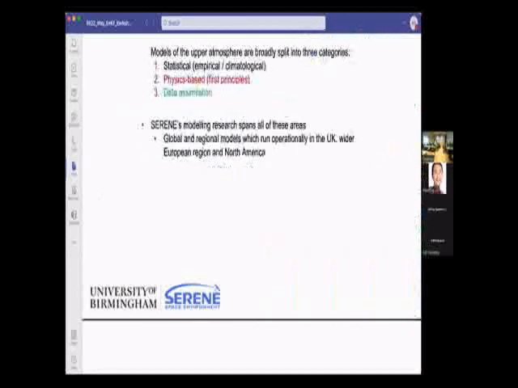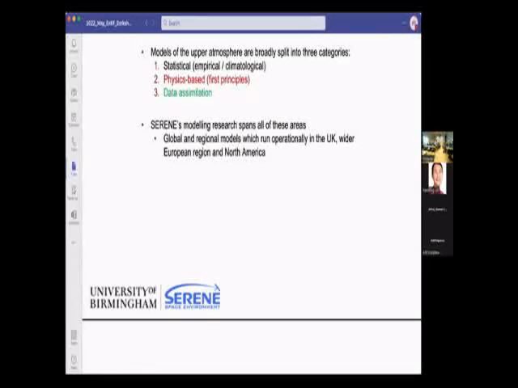So yeah, of course we can have different models to predict the ionosphere. We have statistical models, physics-based models based on the first principle, and of course we can add data simulation to that. And as Serene Group, we did all that. Each of us does different things, but we use this model operationally right now in the UK and in the European area and in North America as well.